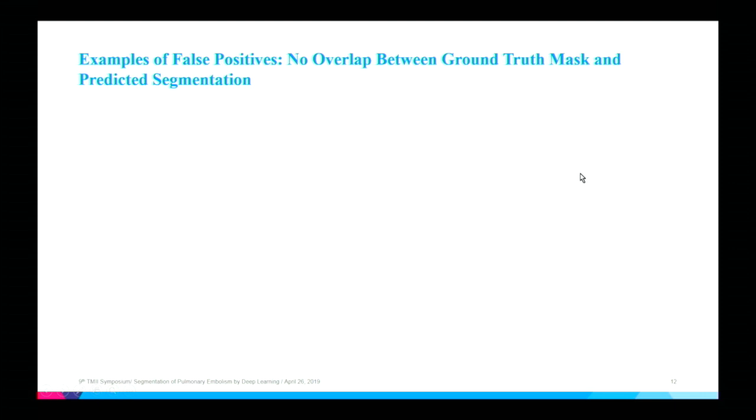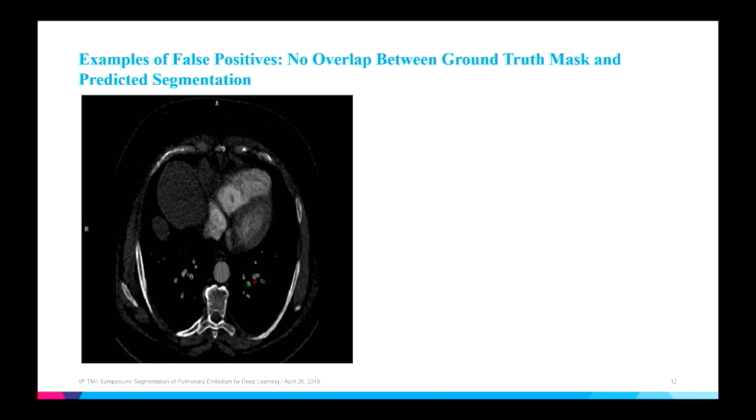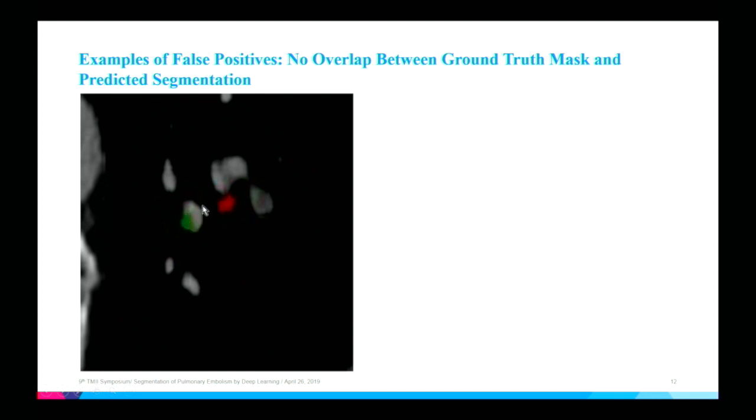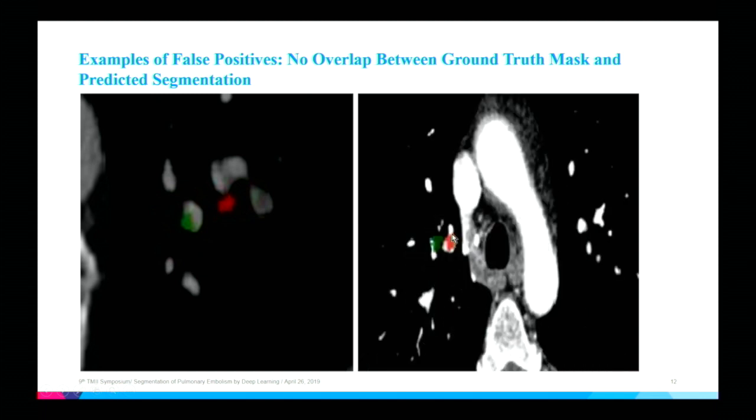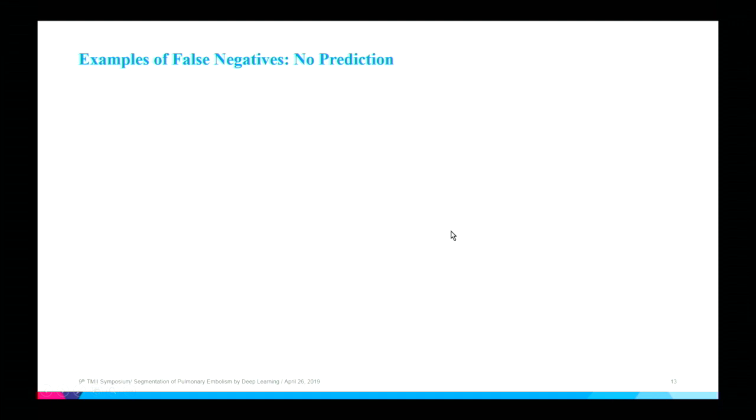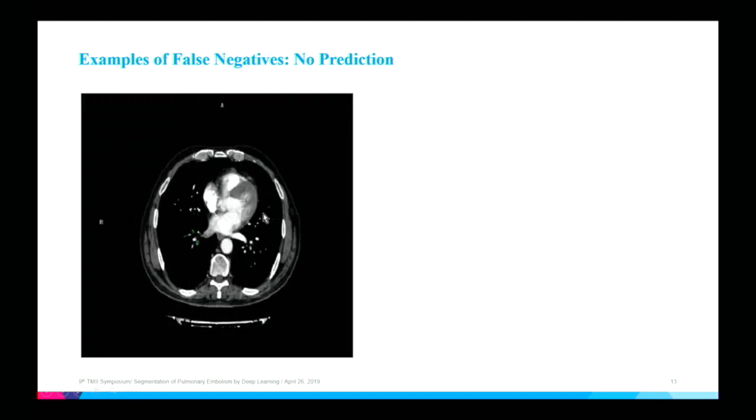Here are some examples of failure images. This is the first false positive, where there's no overlap between the ground truth mask and the predicted segmentation. It's really hard to see, so let's zoom in a little bit. We can see the ground truth is right here, and the predicted segmentation is right here. There's no overlap, so it's a false positive. And this case as well, no overlap. Here are some examples of false negatives where the algorithm didn't detect any pulmonary embolism.